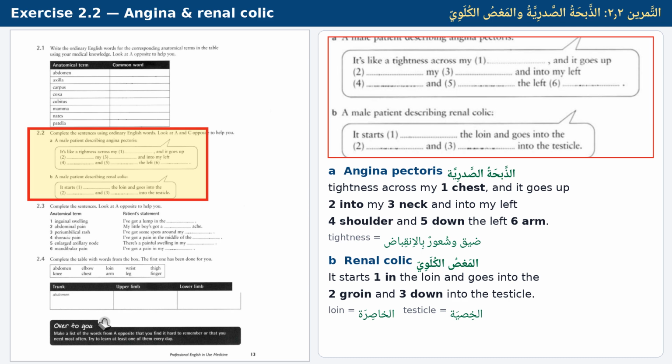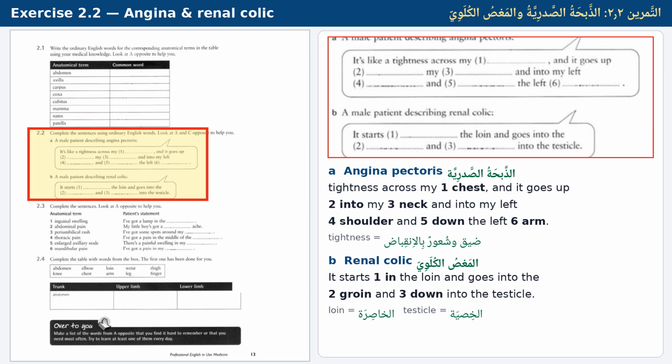And it goes up 2. Into my 3. Neck. And into my left 4. Shoulder. And 5. Down the left 6. Arm. You see? Chest, neck, shoulder, arm. This is the classic path of angina pain.